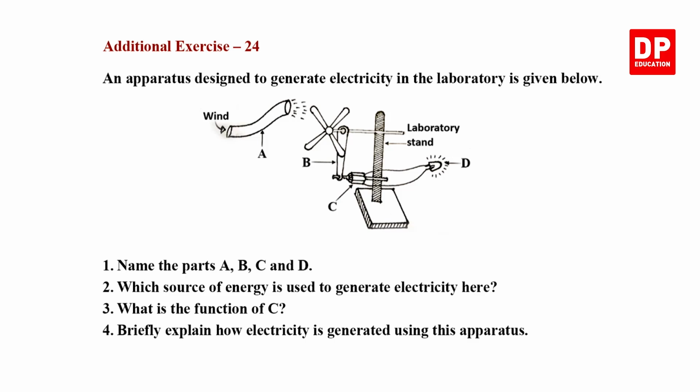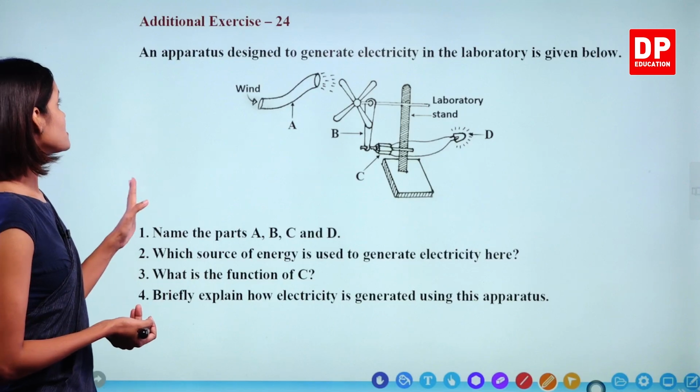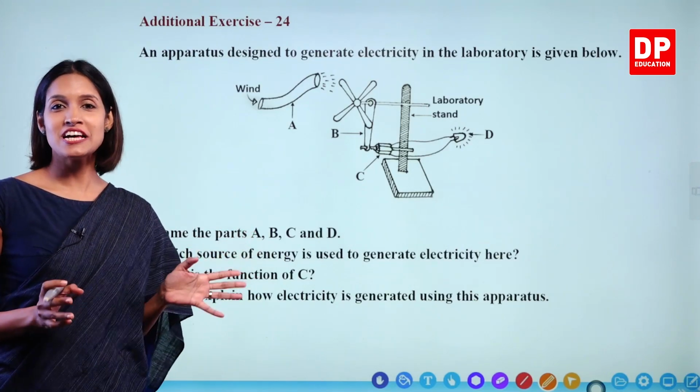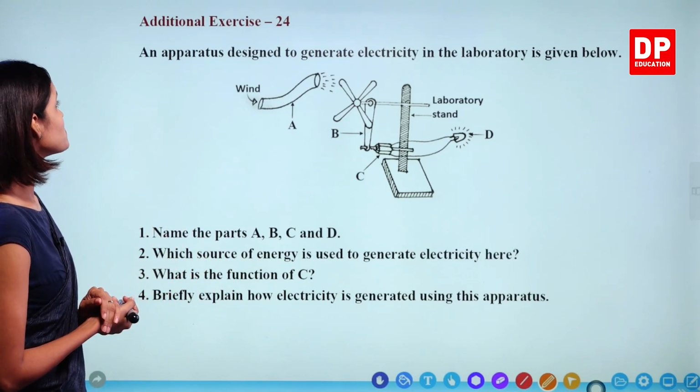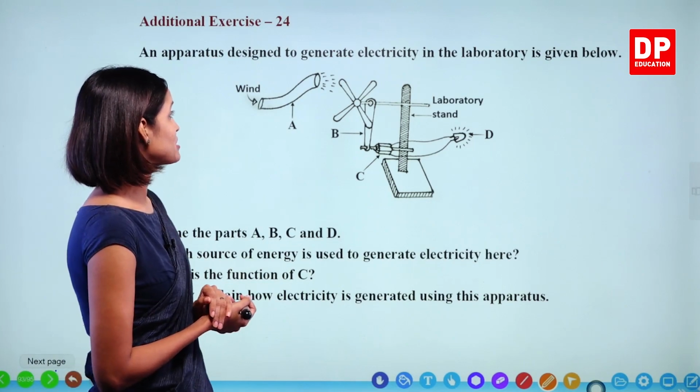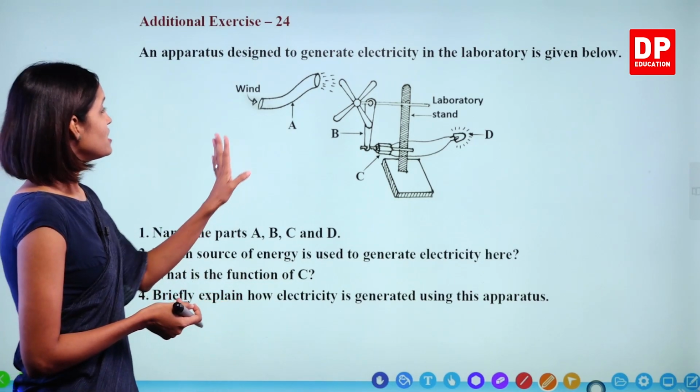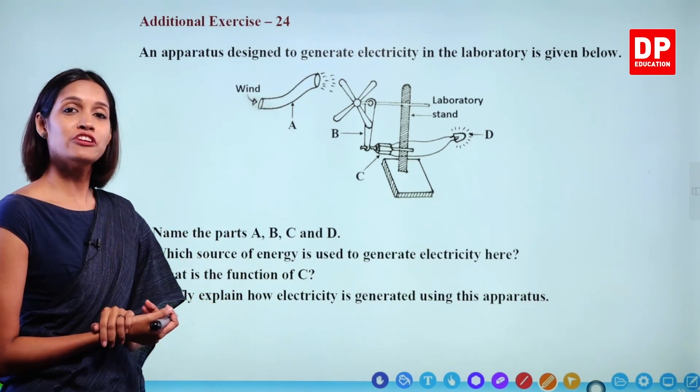Okay children. Exercise number 24. Now this is the last exercise of this lesson, right? An apparatus designed to generate electricity in the laboratory is given below. Now look at this diagram carefully, children.